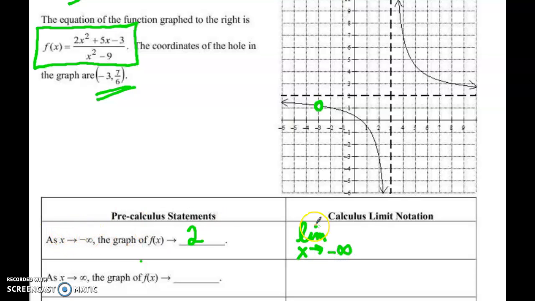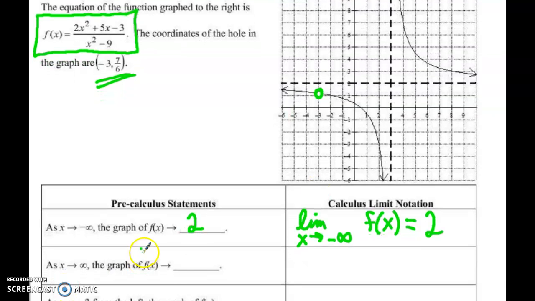So it looks the same so far. We state the function, and then we write what it equals. So it's getting closer and closer to 2. So it's just a new notation for you. So as we continue on, as x goes to infinity, that is infinitely to the right, the horizontal asymptote again is 2, so the only thing that's different for you is we write it this way: the limit of the function is equal to 2.